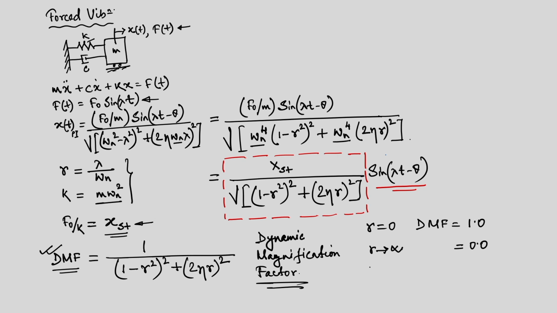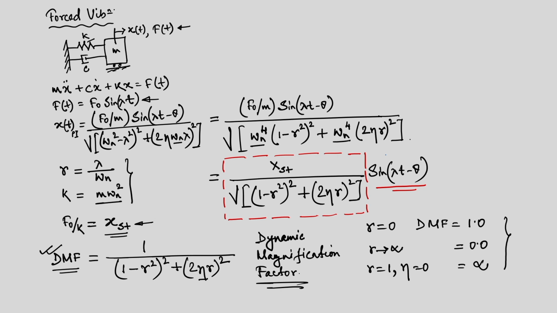And what happens when R equal to 1 or close to 1? You will see, R equal to 1 and eta equal to 0. So, obviously, the moment we put eta equal to 0, the second term is 0, and because R equal to 1, 1 minus 1 square is also 0. So, this will be 0. So, 1 by 0, so DMF will be equal to infinite. So, that is the nature of the dynamic magnification that we can easily conclude from the expression that we have derived.